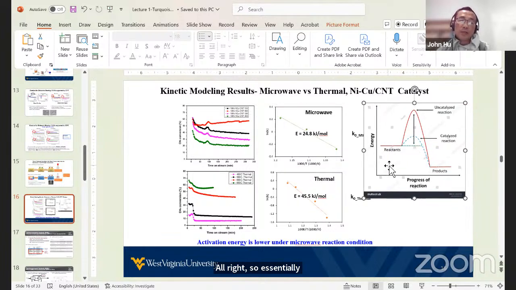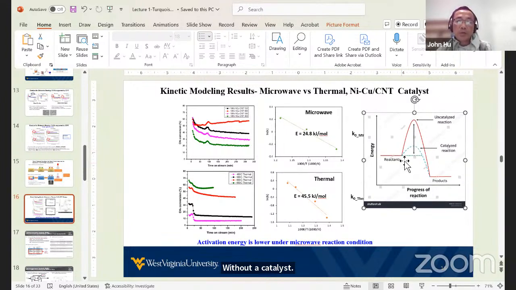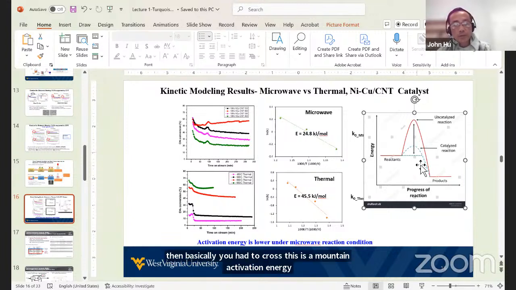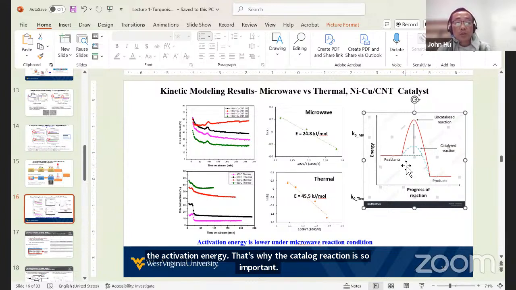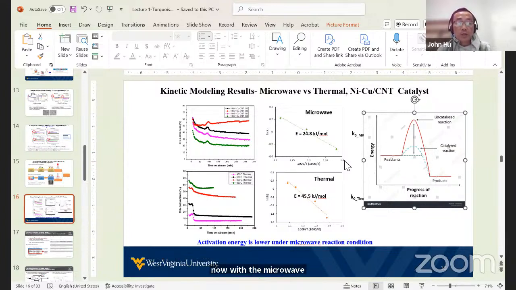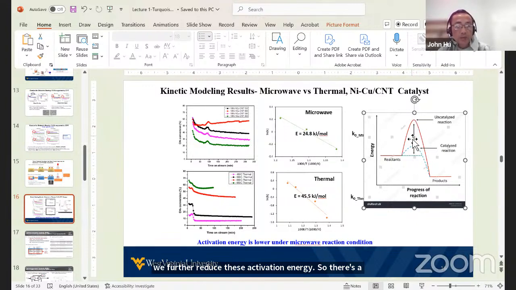All right. Essentially, this graph shows, remember we talked about activation energy, you have reactant and you have product. Without catalyst, you have to cross this mountain of activation energy. With the catalyst, you reduce the activation energy. That's why catalytic reaction is so important. Now with the microwave, we further reduce this activation energy. There's a way to calculate activation energy. This is how high the activation energy is.